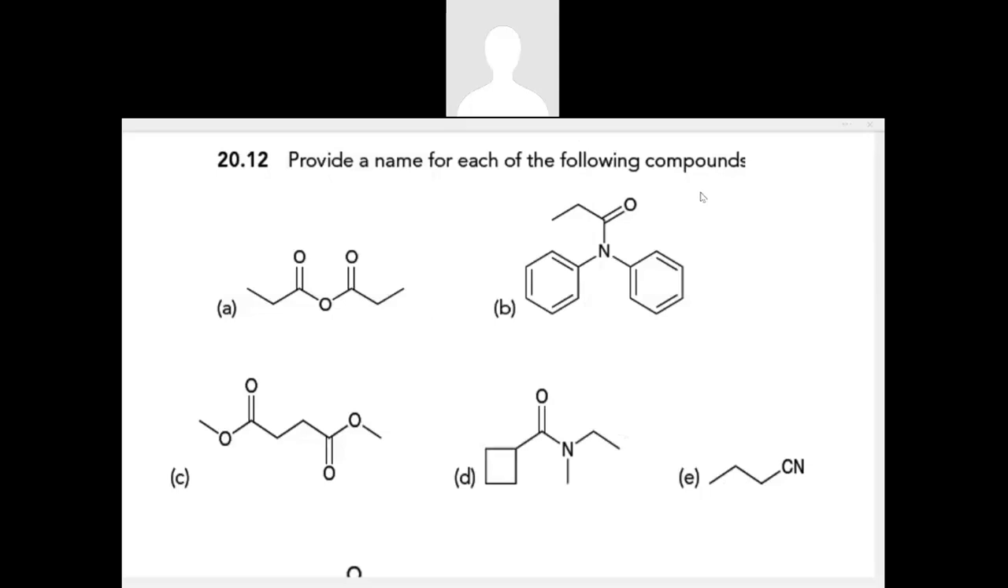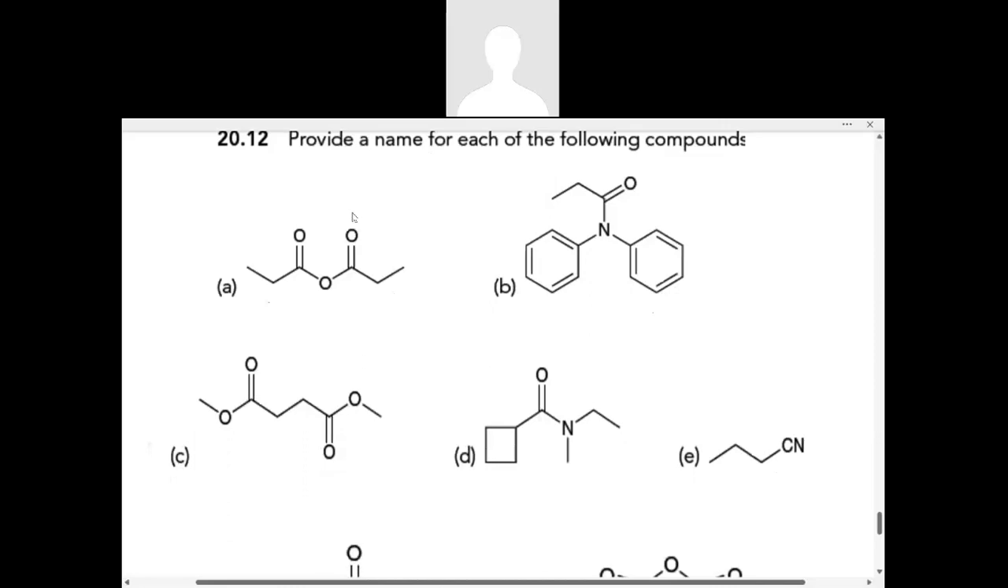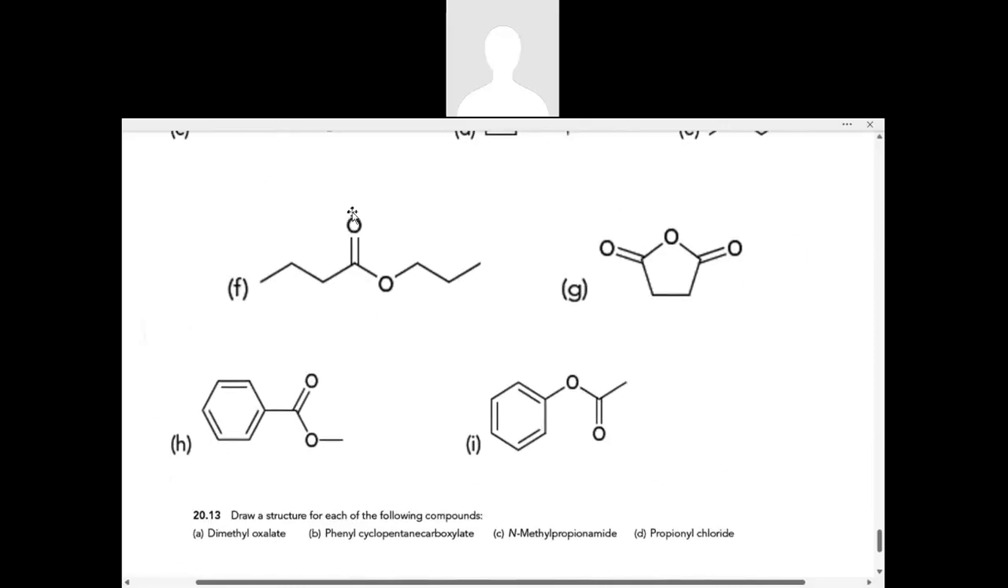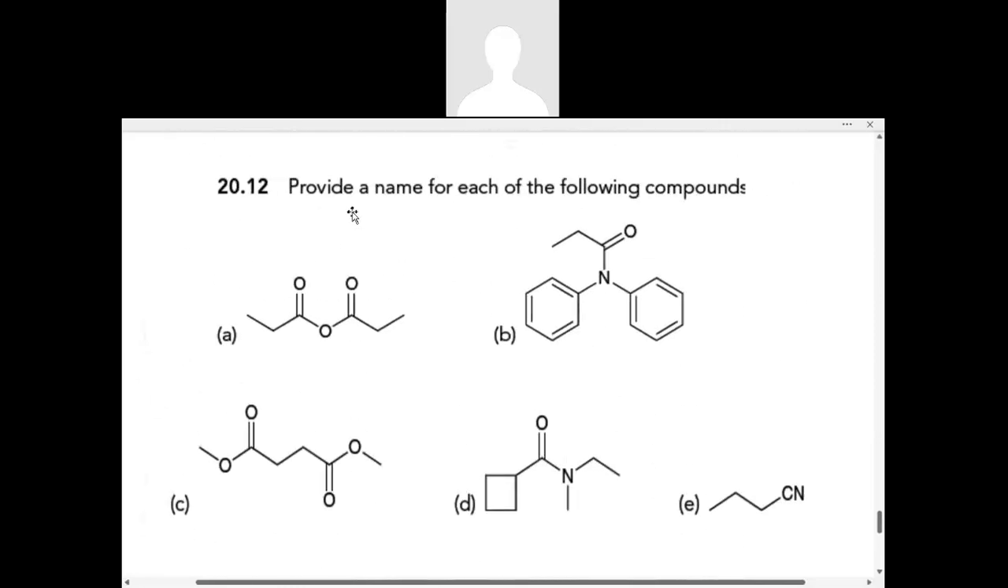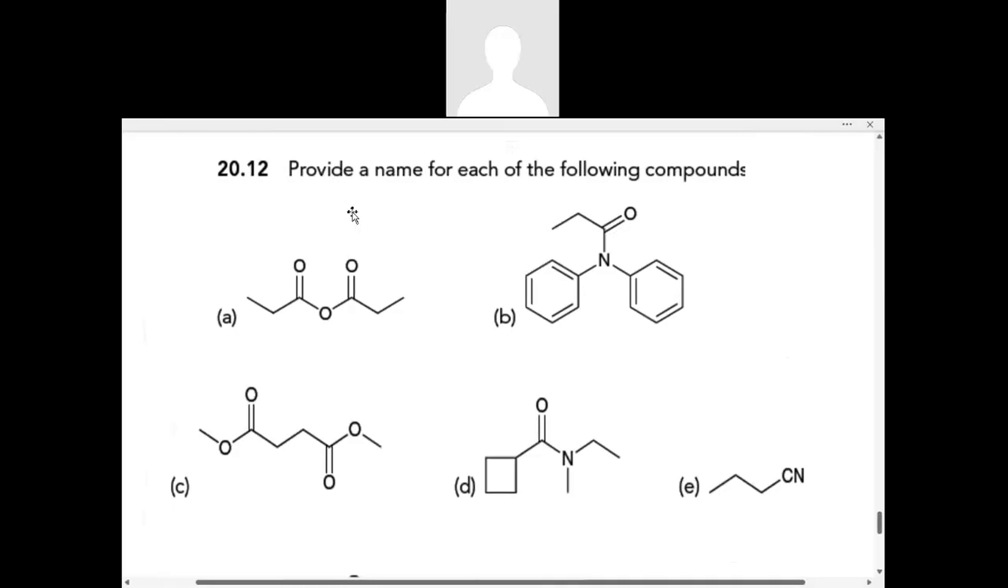For problem 12 in chapter 20, we're asked to provide names for these compounds shown, and we're given A all the way through I here, which we'll name systematically in this video. So all of these are carboxylic acid derivatives, so we'll always begin there, looking for a similarly structured carboxylic acid to begin our naming. So what we see here in compound A is a symmetric anhydride.